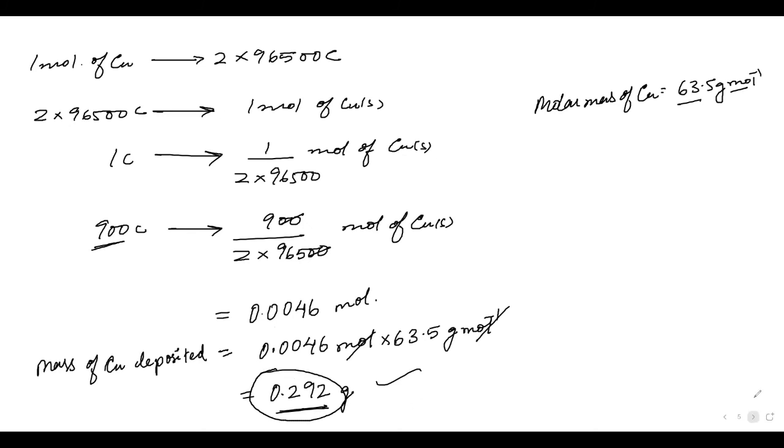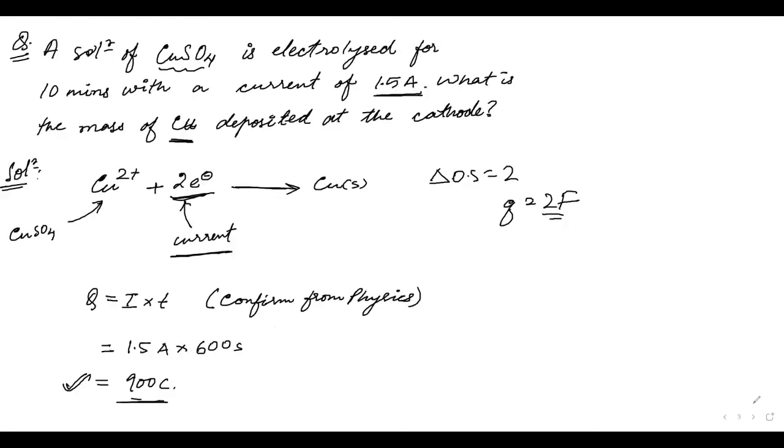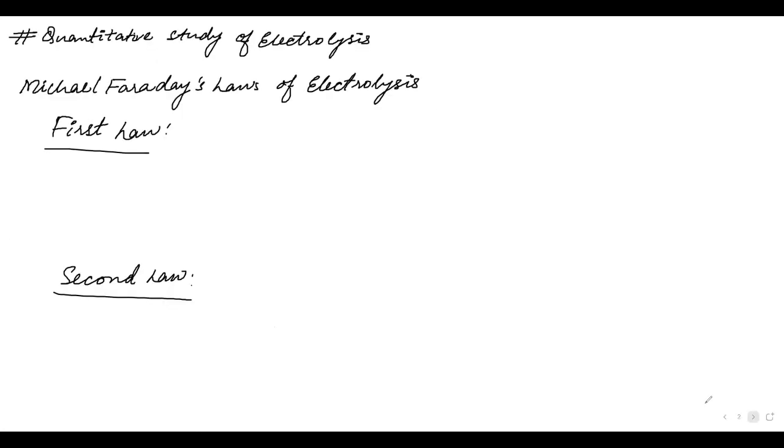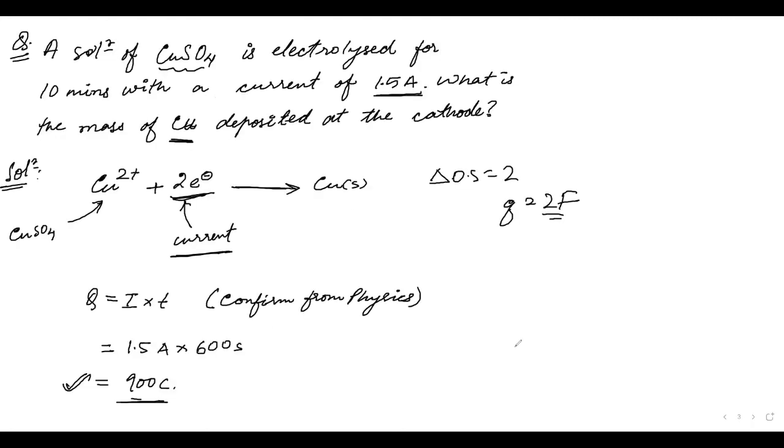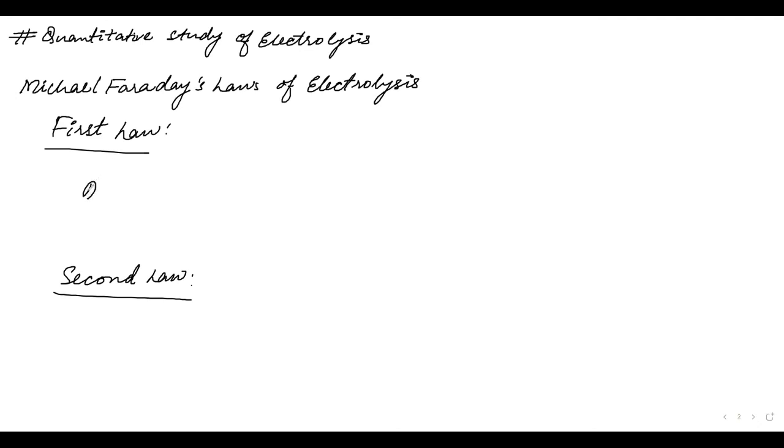Now all this amount of reaction that is happening is directly proportional to the what? Current passed. Correct. If we had passed the current for 20 minutes, then we would have gotten more copper. So this is the first law: the amount of chemical reaction is directly proportional to the current passed, or the quantity of electricity, I should say. What is charge? Quantity of electricity. If I say electricity, it will encompass both the current and the time.